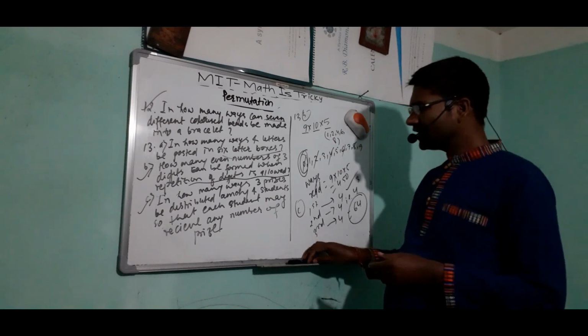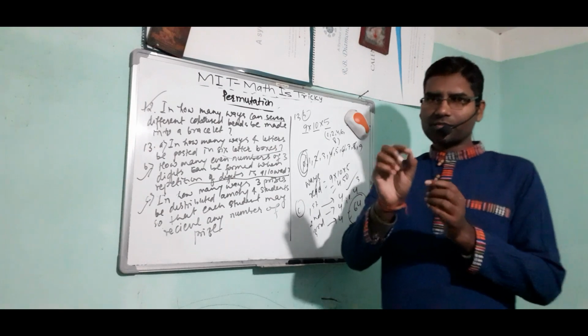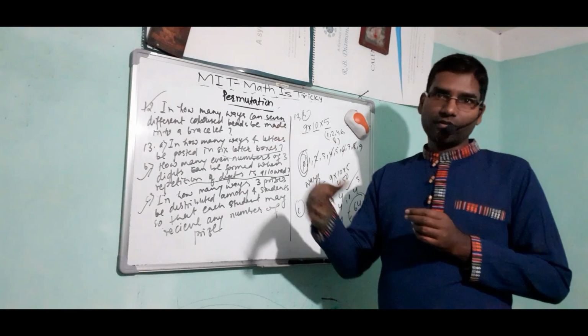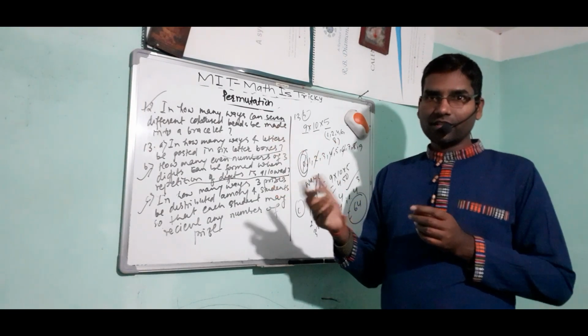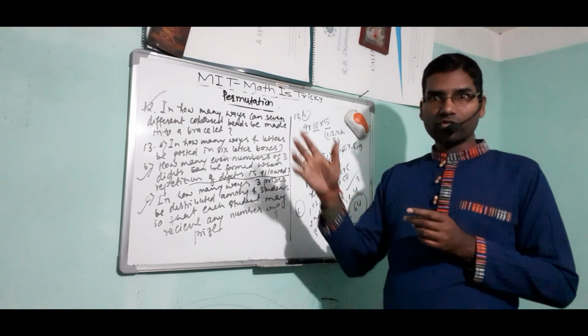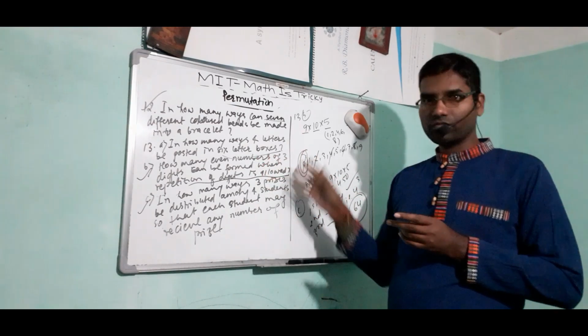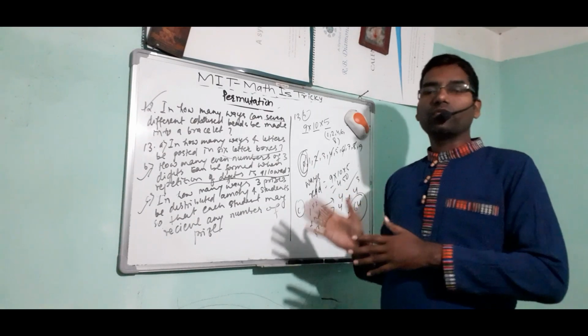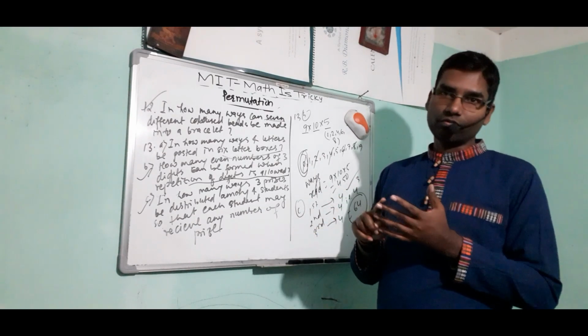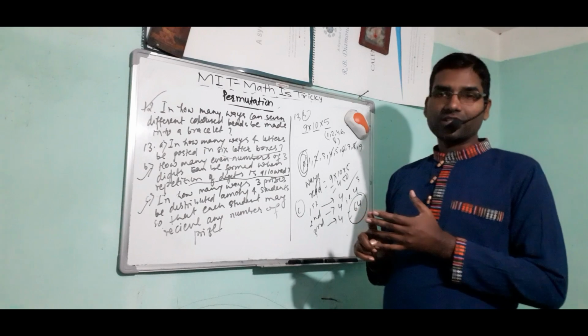Hope you are getting it. The first prize can be given to any one of the 4 students. The second also will have 4 choices. For the third prize also 4 students. So the total number of ways will be 4 into 4 into 4, that is 64. That's our answer.